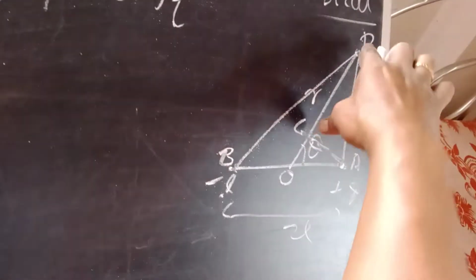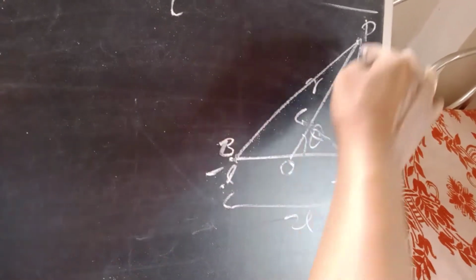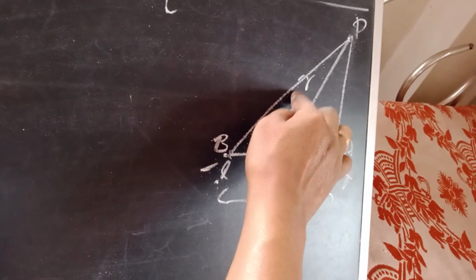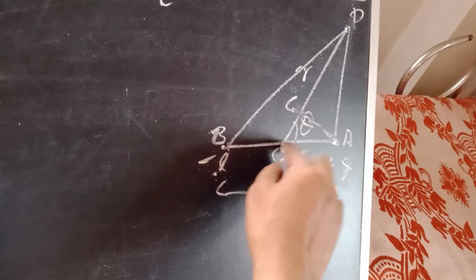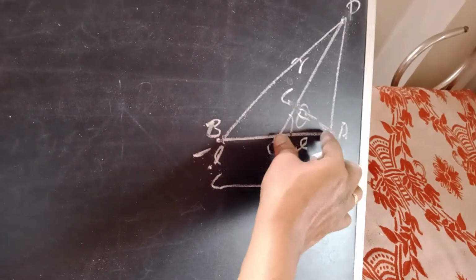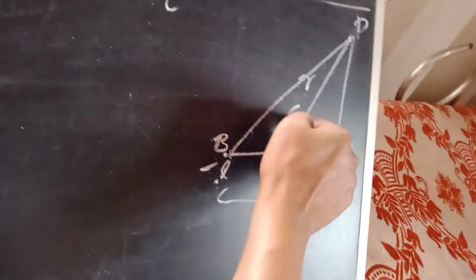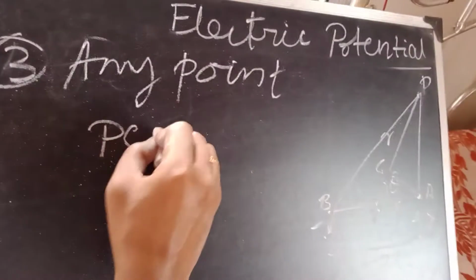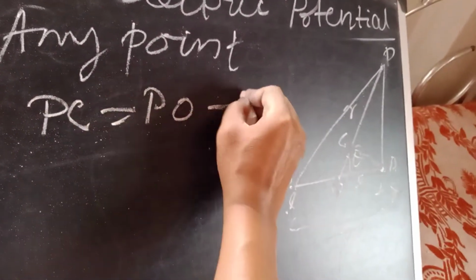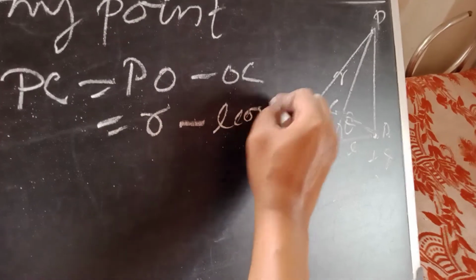Now what will be PC? PC equals PO minus OC. So PO is r, that distance is r, and OC is what? If we take it as l, then OC is l cos theta. So PC equals PO minus OC, where PO is r and OC means l cos theta.